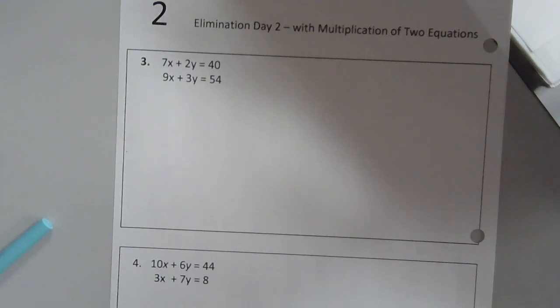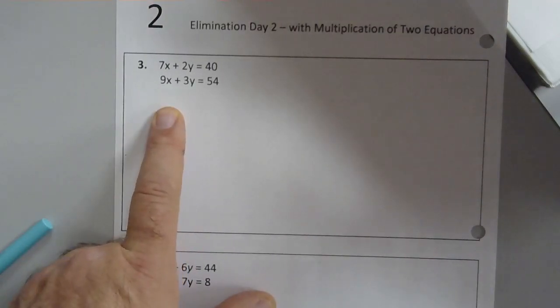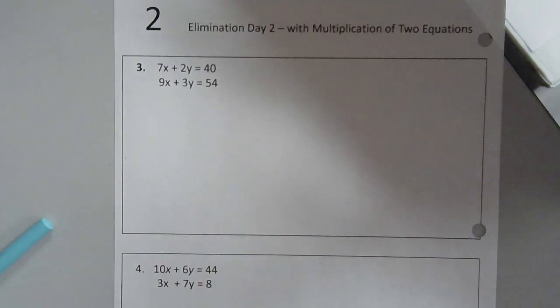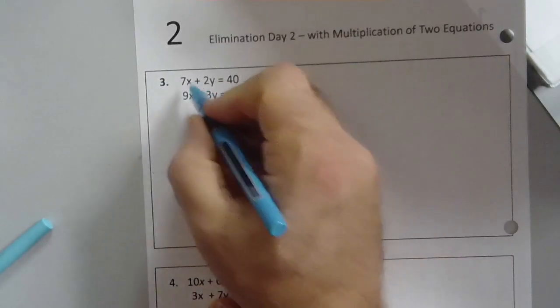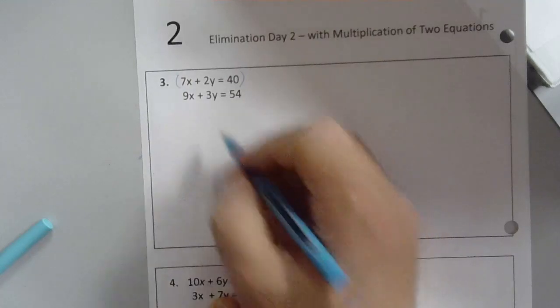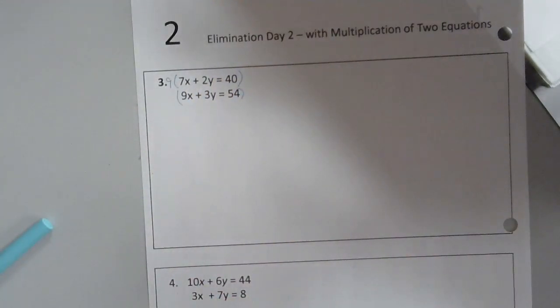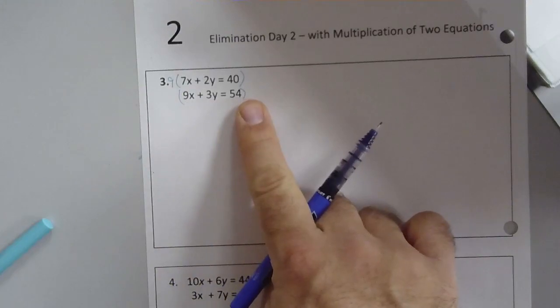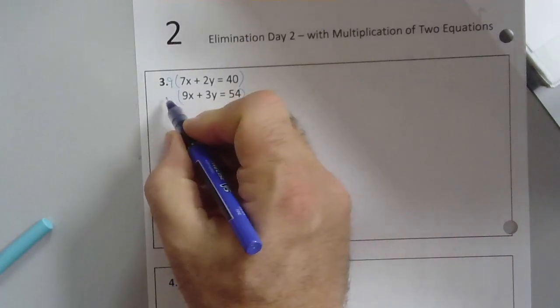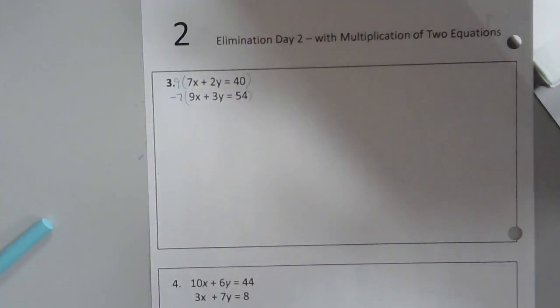Now, when we do 2 of them, let's keep it simple. We need them to be opposite. So let's just work on the x's. All right. When we work on the x's, I'm going to multiply this first equation by 9. Now, that's going to give me 63x. What I want is the opposite of 63x for the second equation, which means I have to multiply by -7.